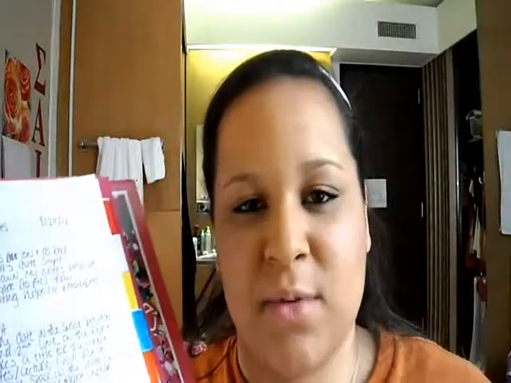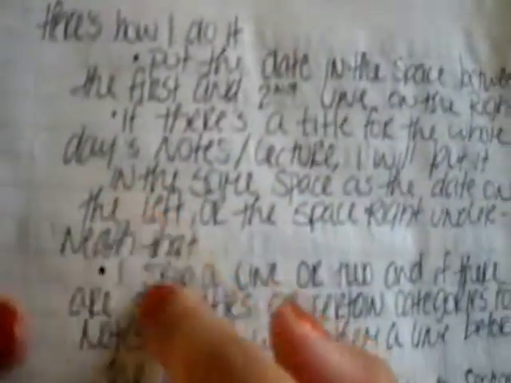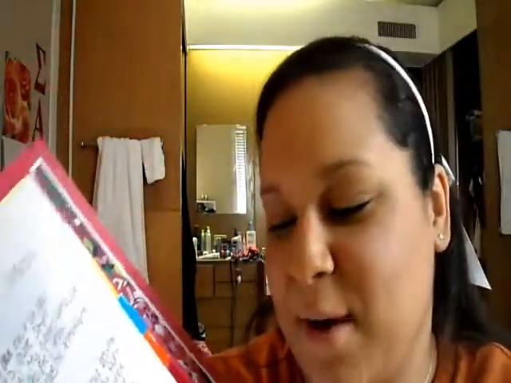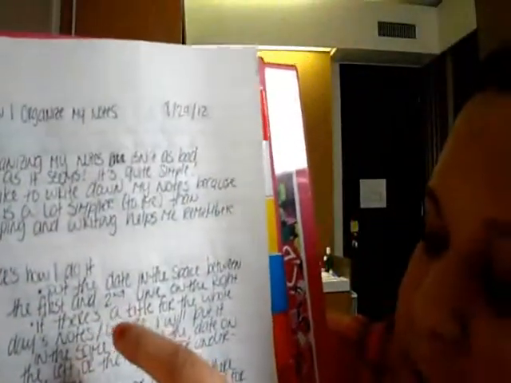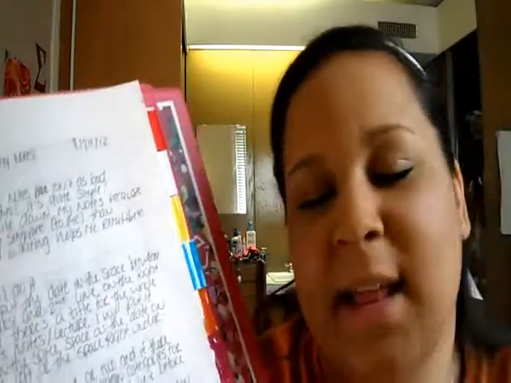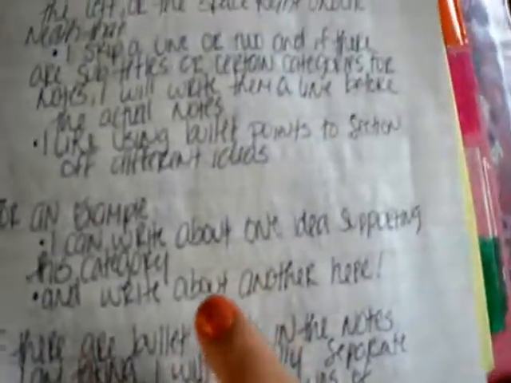If the notes or lecture have bullet points or separate ideas, I will separate them by bullet points. I don't know if you can see the bullet points here, but that is how I do it. I wrote everything down, what I would say. You put the date on the space, and then I skip to the next line. If there's a title for the whole day's notes, I put it right next to the date on the left. Skip a line, and then put the subtitle. I like putting bullet points for separate ideas. For example, I can write about an idea supporting this category, and then write another idea supporting it on another line.